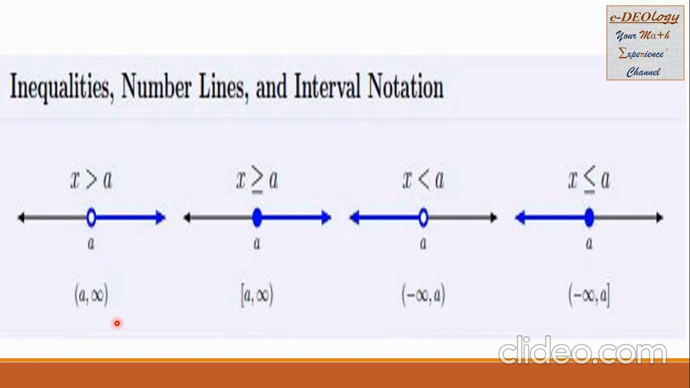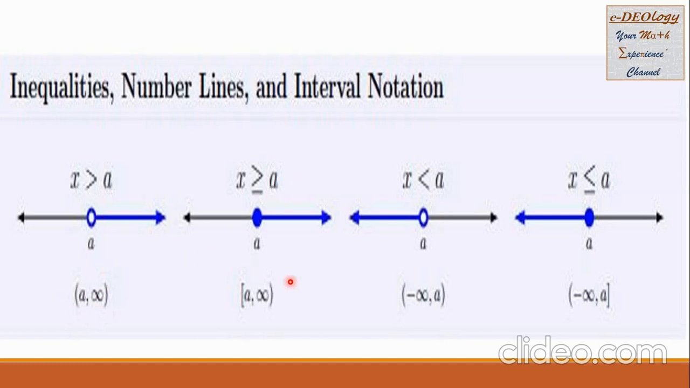And for the interval notation, we put first the a, comma, and infinity, and then the left parenthesis because a is not part of the solution, and we also put parenthesis after the infinity. We take note that all the time for the infinity, we always use a parenthesis.